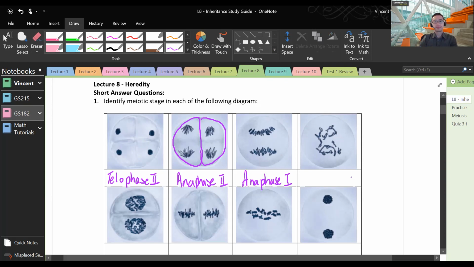Okay, 1 cell, so we know we're still talking about the first meiotic phase. And we can see the chromosomes, but they're not arranged in any particular order. They're not in the middle. They're not being pulled to the opposite sides. So we can say with confidence that this is going to be prophase, prophase number 1.